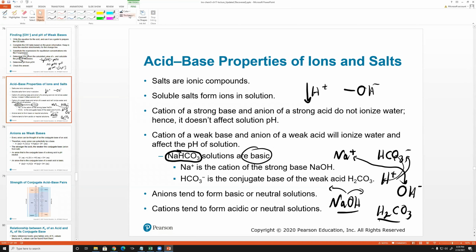So let's talk about another example. Iron chloride. Okay. Iron chloride. What's going to happen when it goes into water?